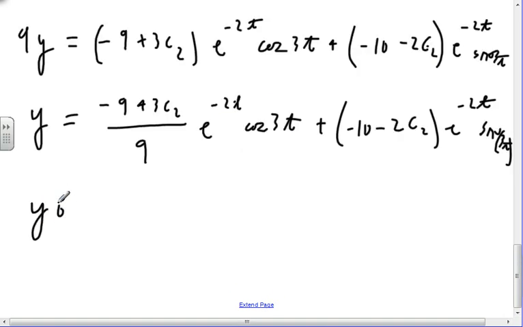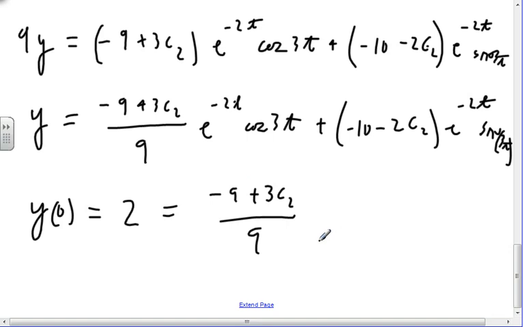Apply our initial condition. y at 0 is what? y at 0 is 2. Okay, this term becomes 0. I've got minus 9 plus 3c2 divided by 9. It has to be 2. So I got 18. I got 27. 27 divided by 3 is 9. So c2 is 9. Okay, so c2 is 9.